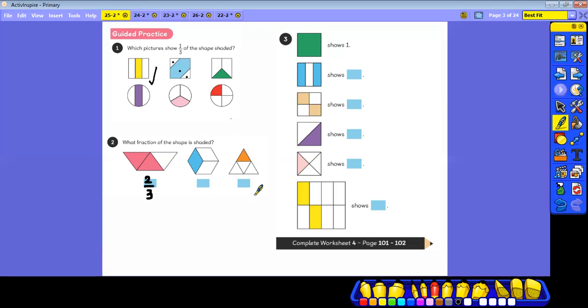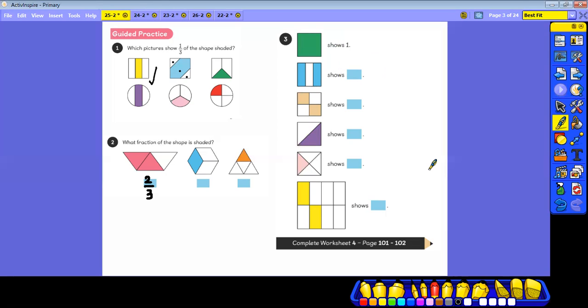Be careful, children, because even though this lesson's called Showing Thirds and it's all about the fraction of a third, Master Problem have put in some different fractions as well now to try and trick you, but I know you won't be tricked, will you? Question 3. This green square, all shaded in, shows 1. So it's 1 whole square. You have to write the fraction that is shaded in the rest of those pictures.